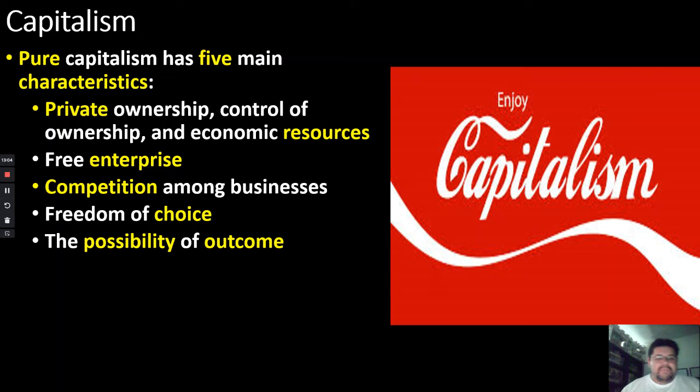The next one, competition among businesses. Just because, let's say you have a fast food burger place, it doesn't mean that nobody else can have a burger place near you, or that you can't build another one in a town that only has one. No, you can do whatever you want. Competition, again, remember, is key in a capitalistic country, so that's welcomed.